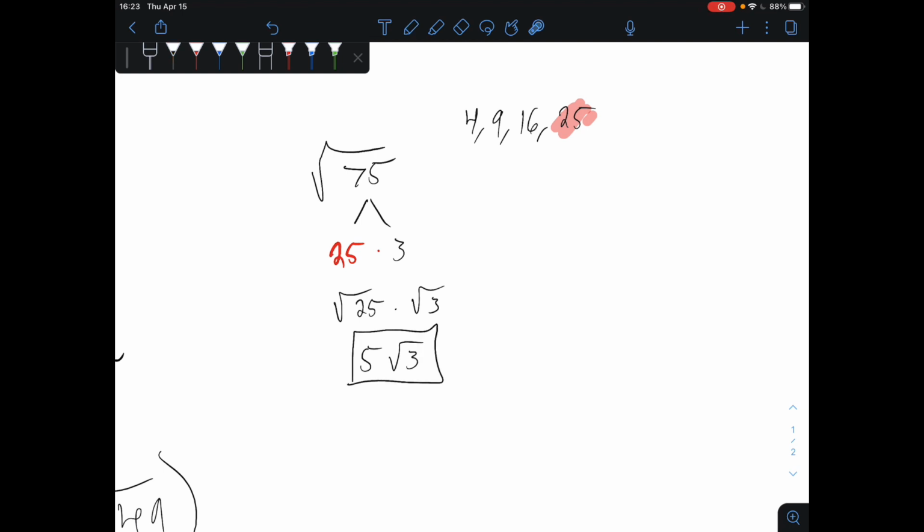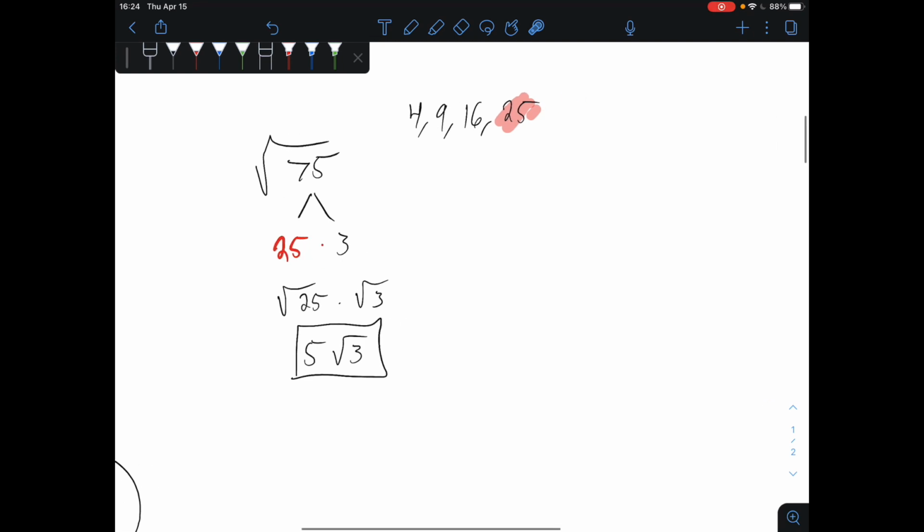And so this idea of being able to separate our term underneath the radical sign: if we can separate this term into a perfect square times another number, then this perfect square can be moved out of the radical itself, and then all we're left with is times the square root of 3.